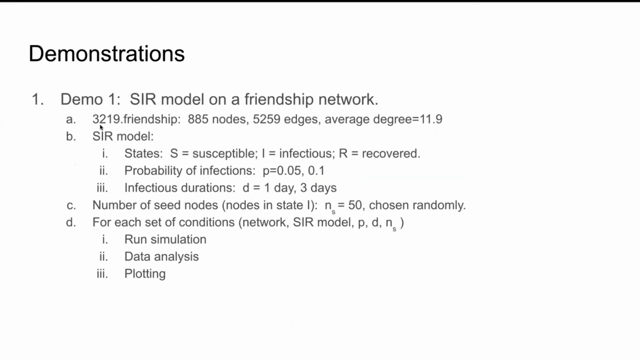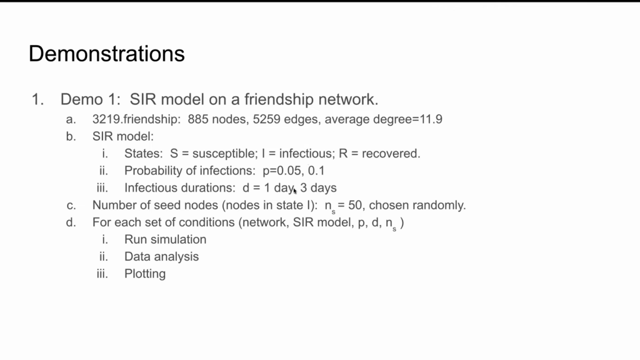Basically, we're going to use a small network so that the simulations run quickly, only 885 nodes. Our base case is when the edge probability of infection, for an edge that connects a susceptible person to an infectious person, the probability of the infectious person infecting the susceptible person, is going to be 0.1. And the duration of infectiousness for a given node that becomes infected is 3 days.